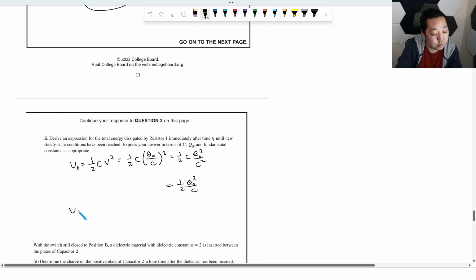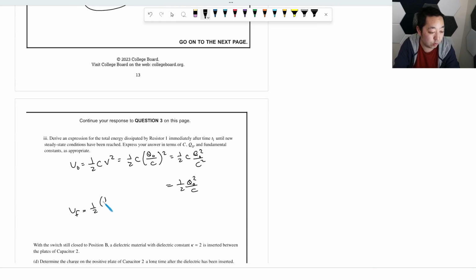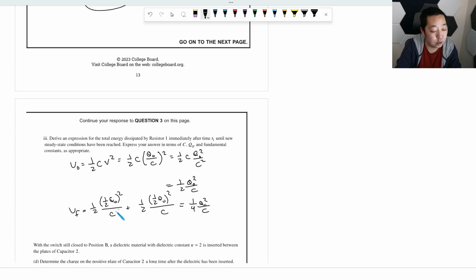Then how much energy do we have at the end? Well, each capacitor then has Q0 over 2, so 1/2 (Q0/2) squared over C, plus the same expression for the other. So that's going to be 1/4 Q0 squared over C if you add them all up, because this will be 1/8, that'd be 1/8, and 1/8 plus 1/8 will make 1/4. And so the change in the energy, how much is lost, is 1/4 Q0 squared over C, the difference between those two values.